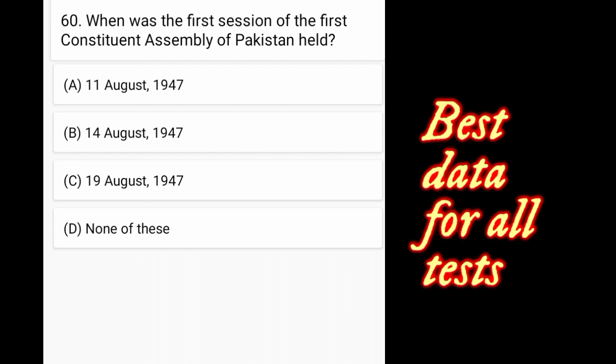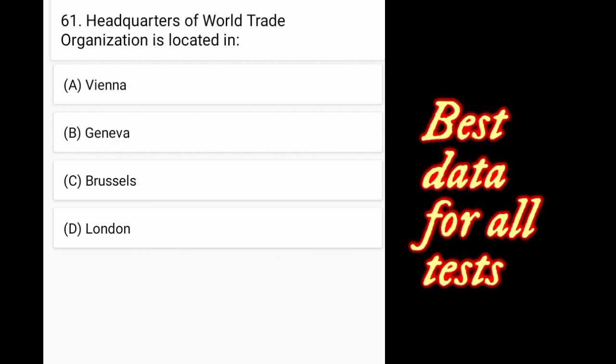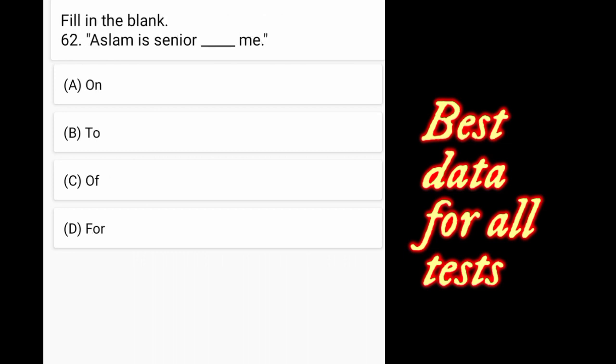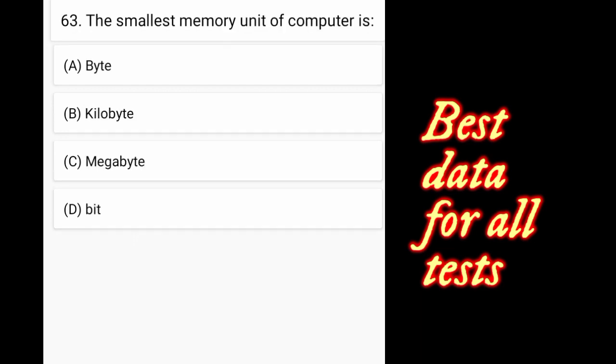When was the first session of the First Constituent Assembly of Pakistan held? Option D is correct. None of these. Headquarters of the World Trade Organization is located in. Option B is correct. Geneva. Aslam is senior dash to me. Option B is correct. To me. The smallest memory unit of a computer is. Option D is correct. Bit.